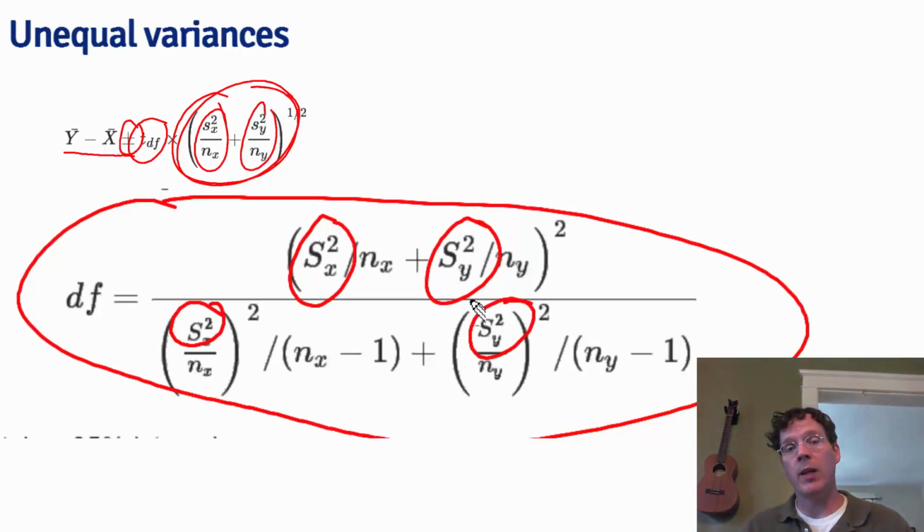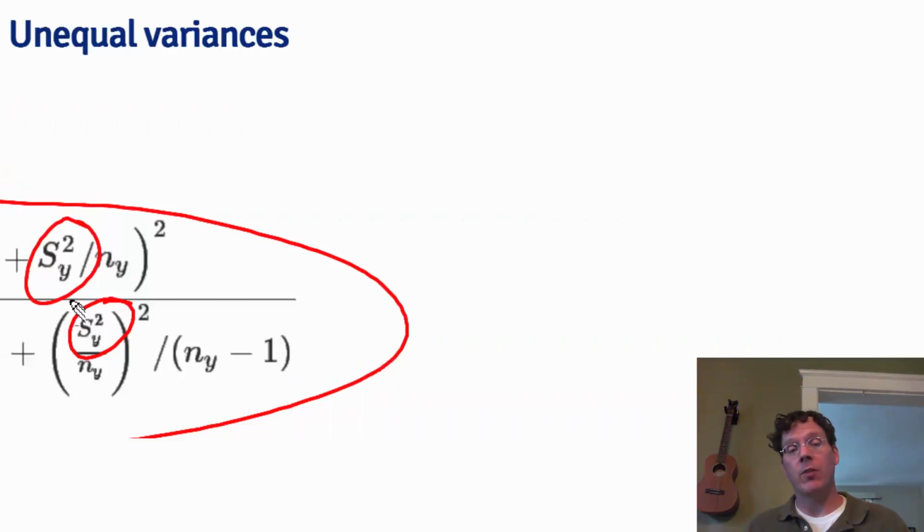Nonetheless, if you plug in this potentially fractional degrees of freedom, you get a t calculation that very closely approximates the relevant distribution, which is not actually a t distribution. And it turns out that it works well enough that I can give the statement that when you're in doubt, just use the unequal variance interval.